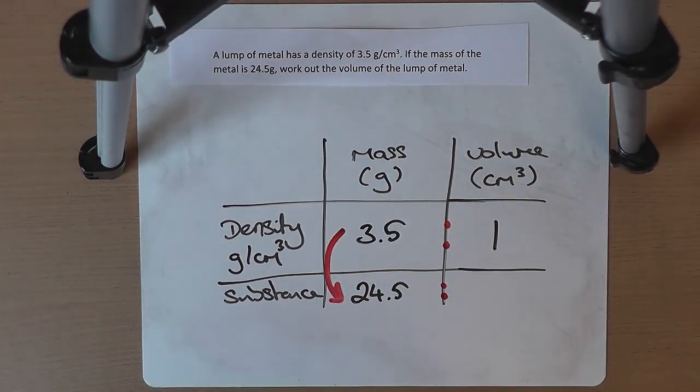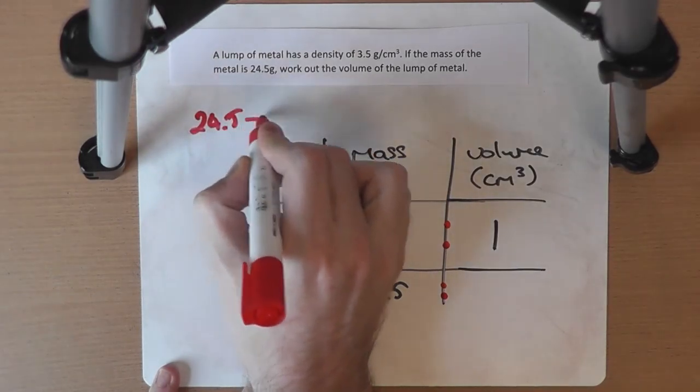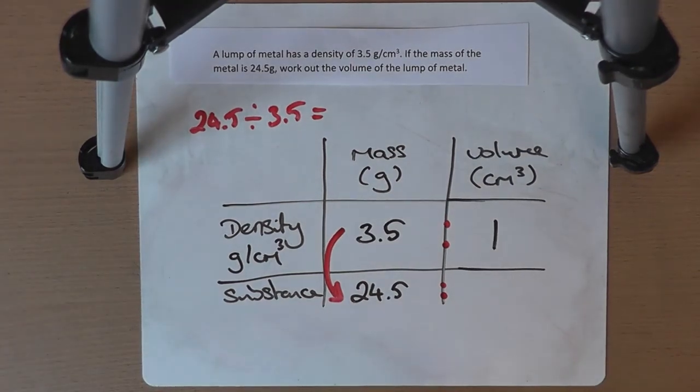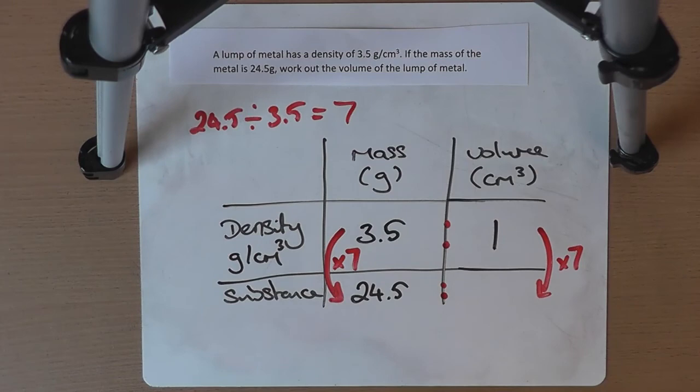Clearly that has scaled up in some way. We've done 3.5 times a particular number to get to 24.5. We need to know how many times bigger. Well, how many times bigger is exactly how many 3.5s fit into 24.5, i.e. 24.5 divided by 3.5 will tell us how many of those fit. 24.5 divided by 3.5 is 7, it turns out, which means we have times by 7 on the left there. 3.5 times 7 gives us 24.5. If we've times by 7 on the left to keep the ratios intact, we have to times by 7 on the right. So on the right, we've got 1 centimetre cubed times by 7 is 7 centimetres cubed there.